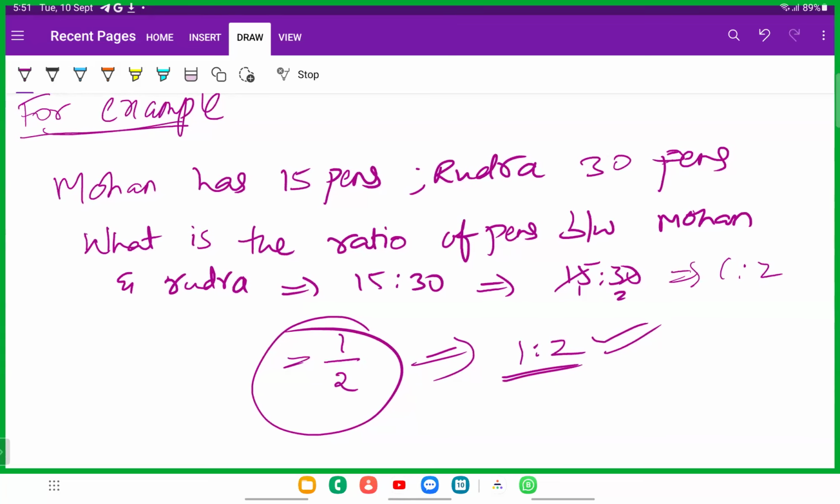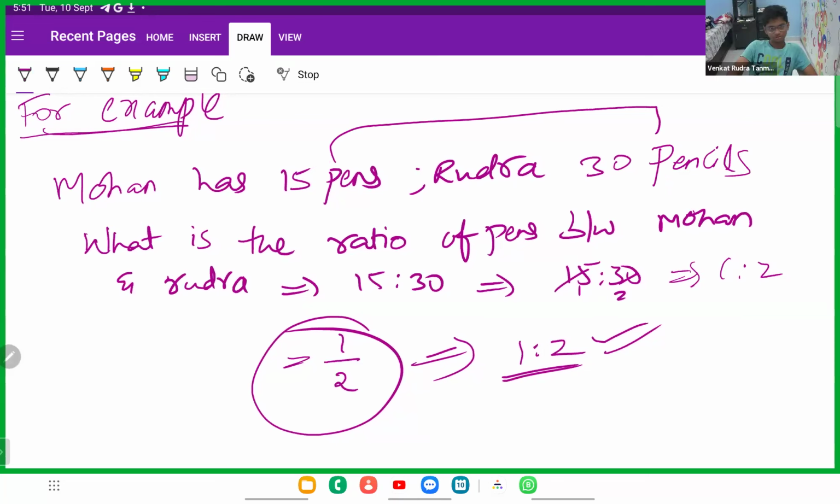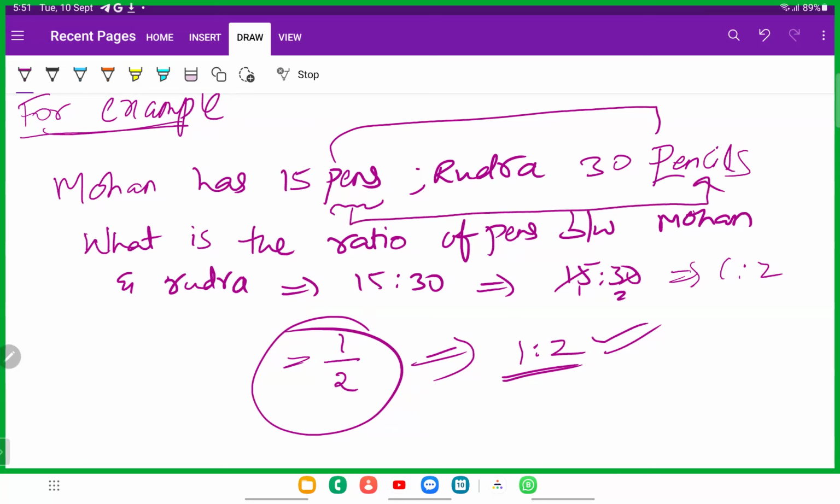Yes, sir. So if you see here, if I change here pens to pencils, can I compare now? No, sir. Can I compare, students? Can I compare this? No, right? Why? Because we are not comparing the same quantity. The quantity or unit which you are comparing here is not same. Here it is pencil and here it is pen. If I want to compare to this, this pen should be also pencils. Then only I can compare.